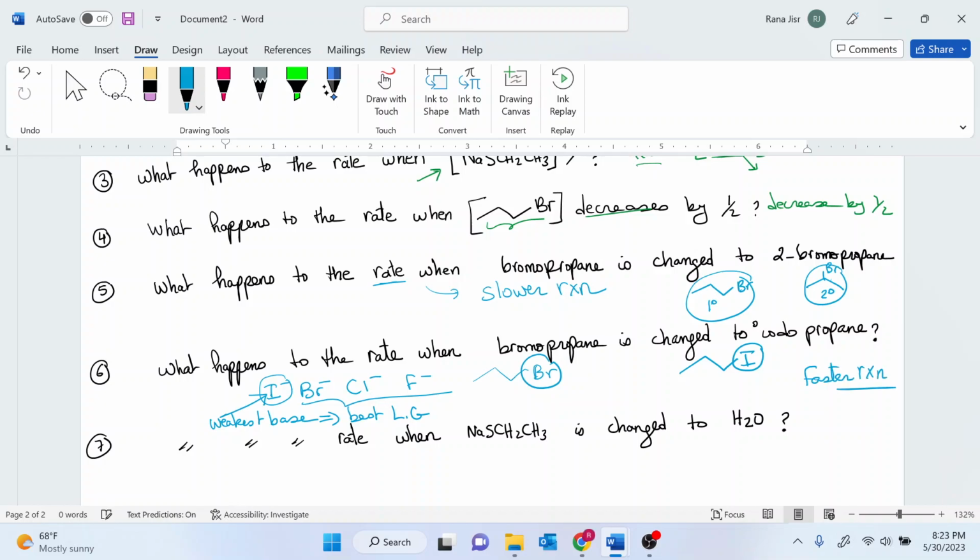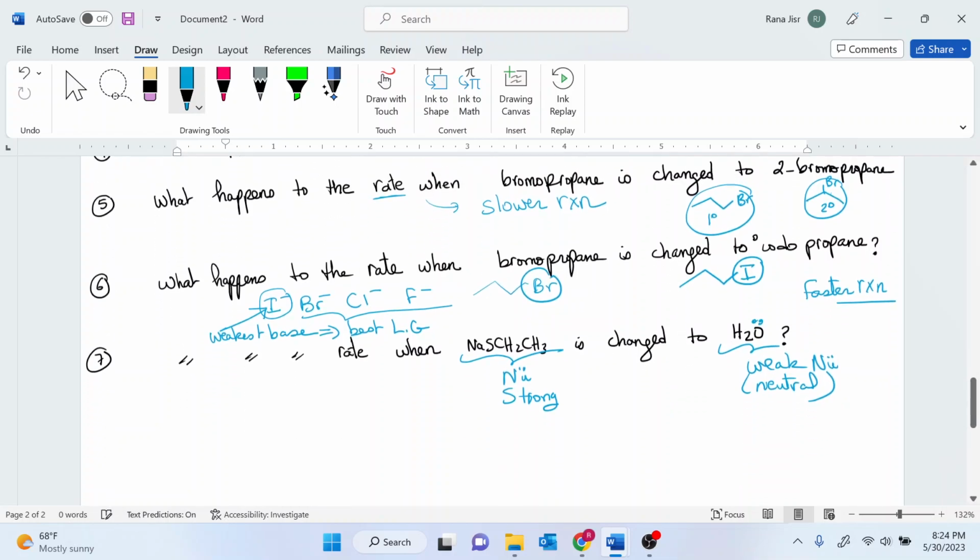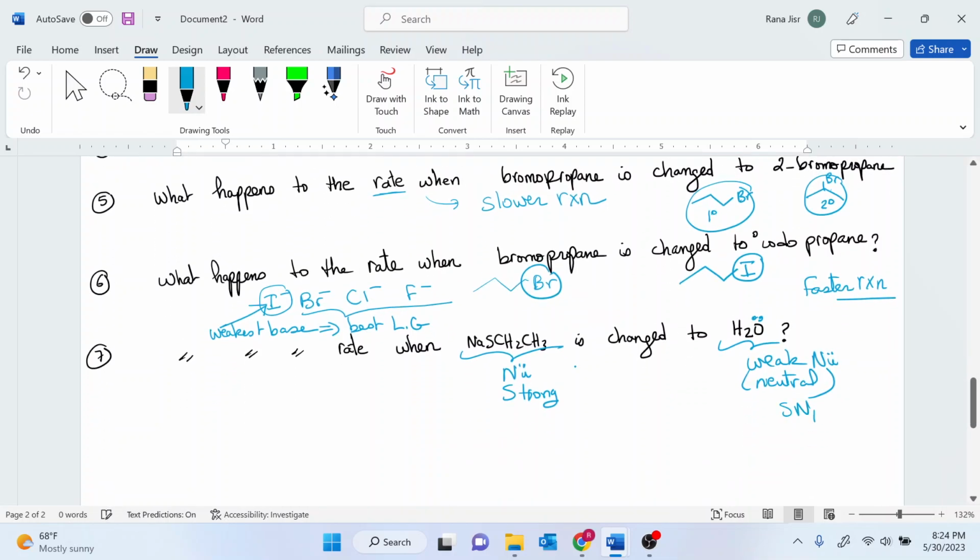And last, what happens to the rate if I change the nucleophile? This is a strong nucleophile. I'm changing that into a weak nucleophile. Weak nucleophile because it is neutral. This is why it is a weak nucleophile. Weak nucleophiles work with SN1 reactions. Strong nucleophiles work with SN2 reactions. So if I change that into a weak nucleophile, then immediately the reaction will change and it will be an SN1 reaction.